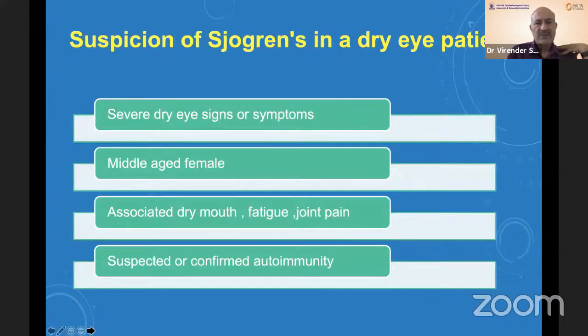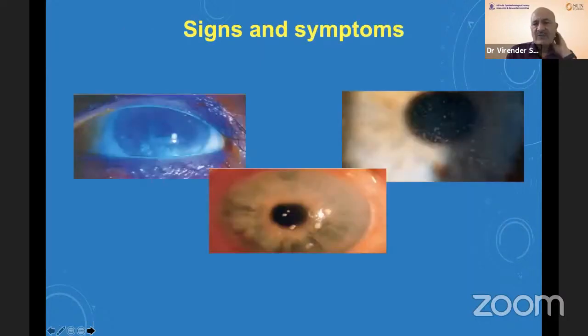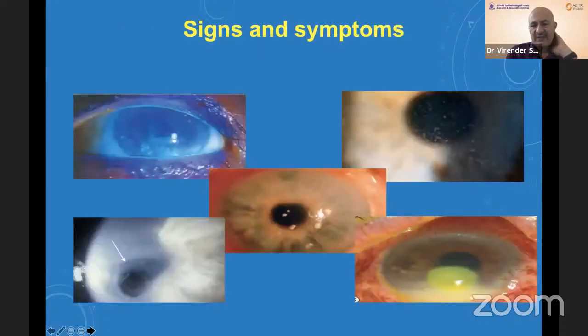The symptoms consist of severe dry eye signs. It is not a usual kind of dry eye. It's a middle-aged female associated with dry mouth, fatigue, joint pain, and suspected or confirmed autoimmunity. There can be a multi-organ autoimmune disease as well. These are some of the clinical pictures of different manifestations.